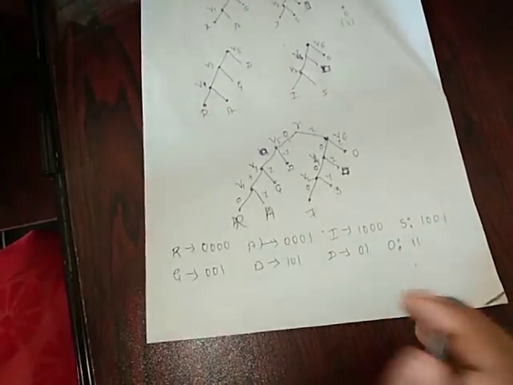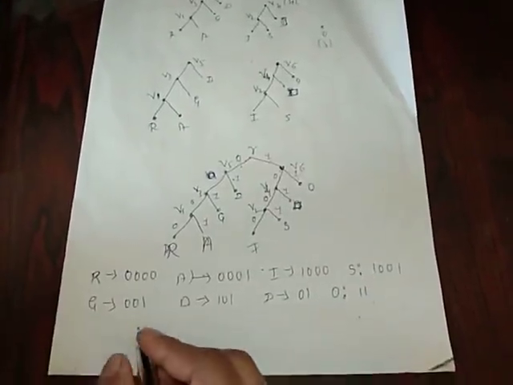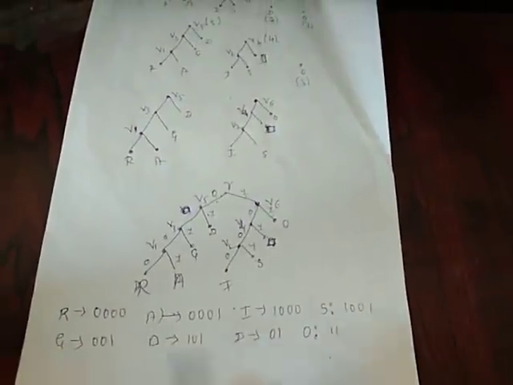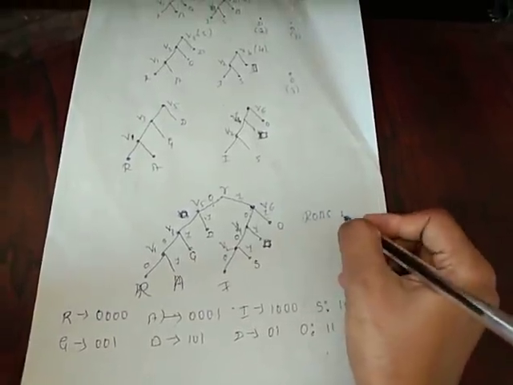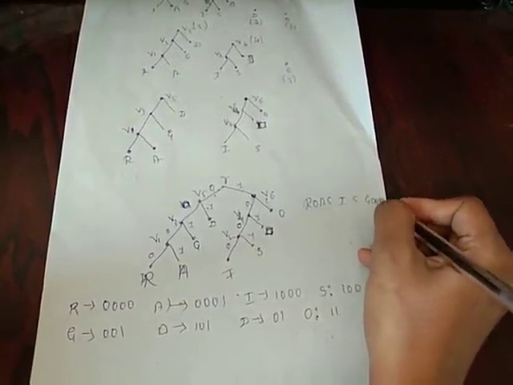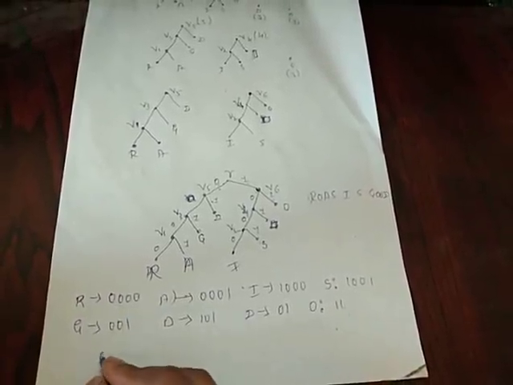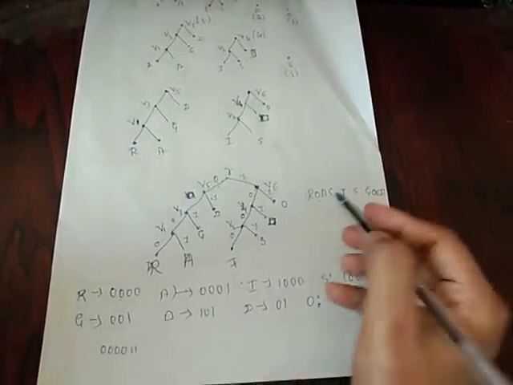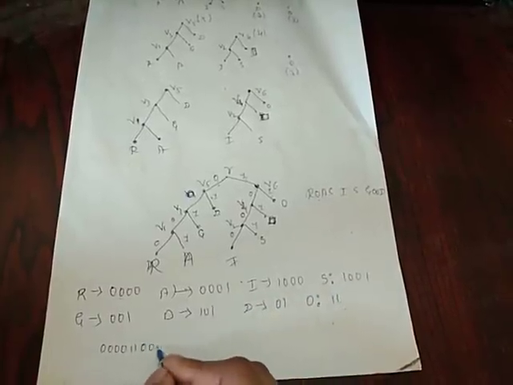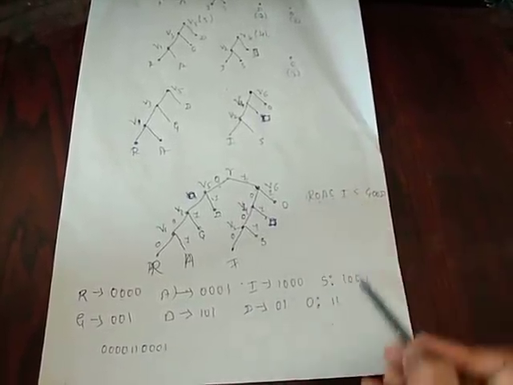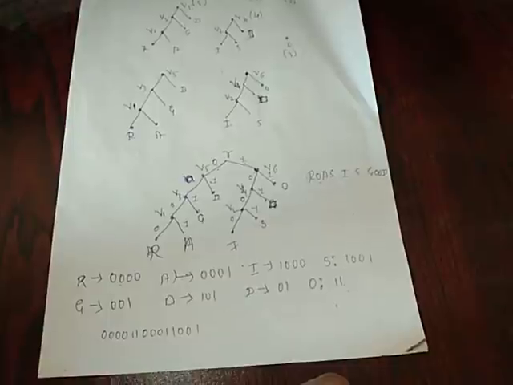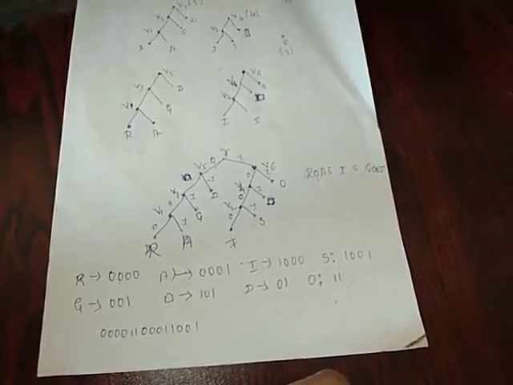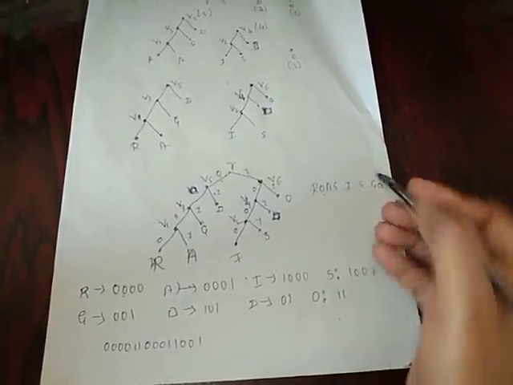Now we have to write the code for the given message, that is road space is space good. R having the code 4 times 0. O having the code 1, 1. A having the code 3 times 0, 1. S having the code 1, 0, 0, 1. Now road is complete.